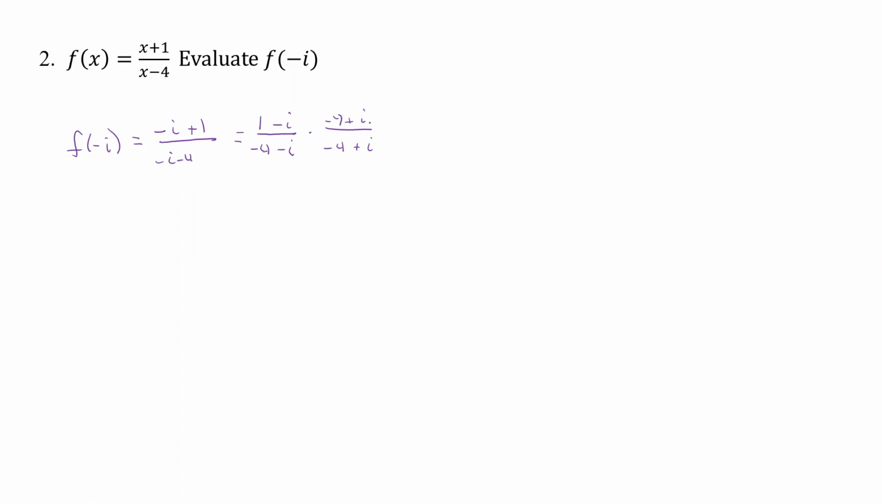And now we just have to do the math. So FOILing in the numerator, 1 times a minus 4 is minus 4. 1 times i is i. A minus i times a minus 4 is going to be a plus 4i. And then minus i times i is going to be a minus i squared. That's all over, now we have a minus 4 times a minus 4, so that's 16.